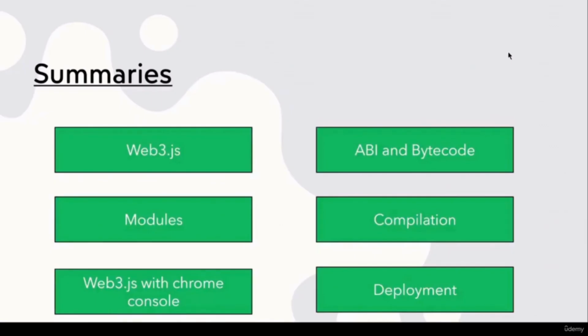Let us summarize what we have learned in this course. The first thing that we learned is web3.js. What is web3.js, that we have seen. We have talked about its modules. After that, we have seen how web3.js interacts with Chrome. We have seen how using Chrome we can access our blockchain. How to generate ABI and bytecode, that also we have seen. And finally, how compilation and deployment of our smart contract is done, that also we have seen.